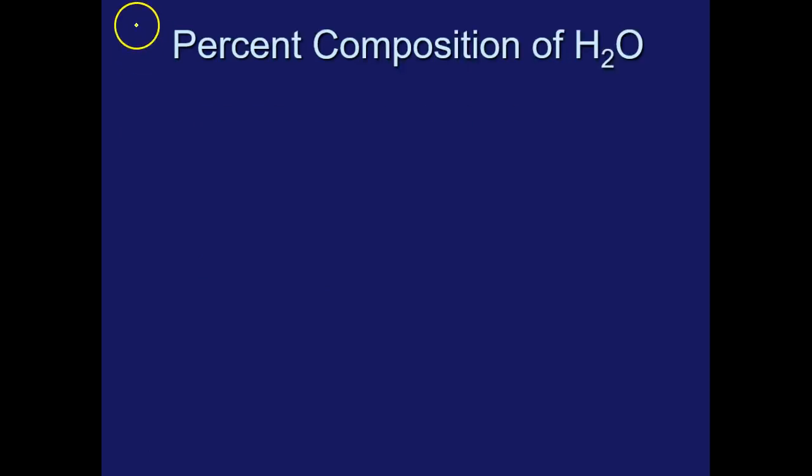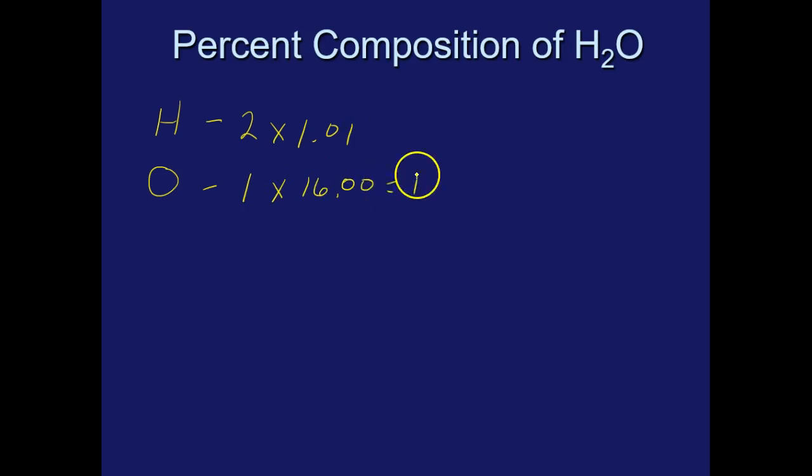Well, if we have H2O, the first thing you're going to do is find your molar mass. We have H and O, and you have 2 and 1. Look on your periodic table and round to 2 decimal places. So we get 2.02. We multiply it across and we add down. So our molar mass is 18.02.